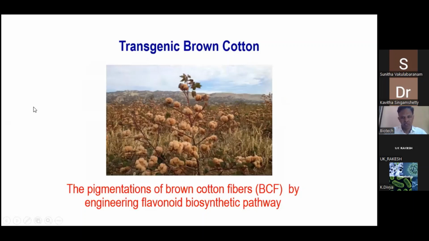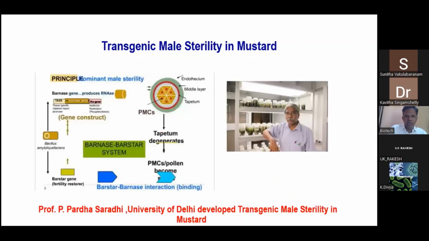And then also we have colored cotton. Colored cotton is also engineered by flavonoid biosynthetic pathway. They have taken the gene. Instead of white, you get brown colored fibers, which means we will not need dyeing. Dyeing is another industry which is highly polluting, both surface water as well as groundwater. So we are able to produce brown cotton fibers through genetic engineering. And then, yeah, this is the barstar barnase gene system.